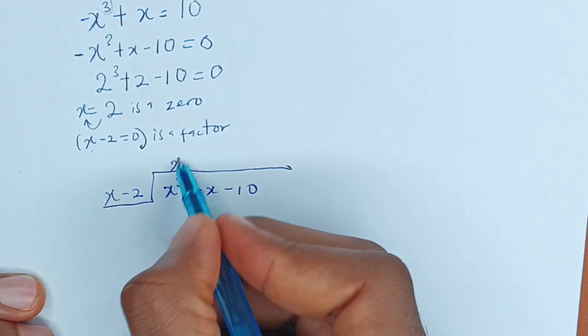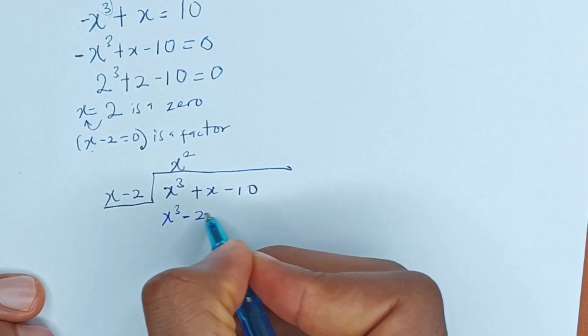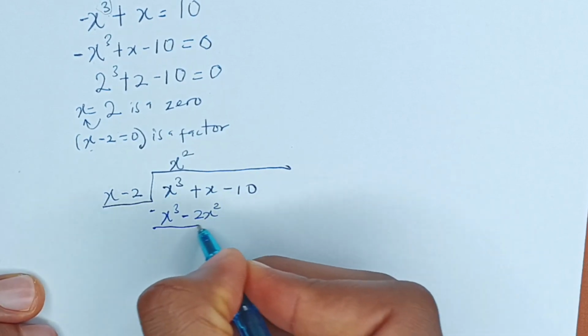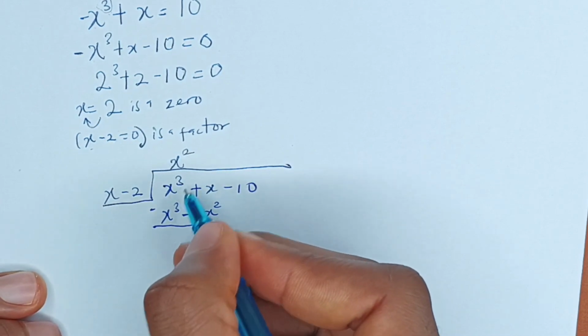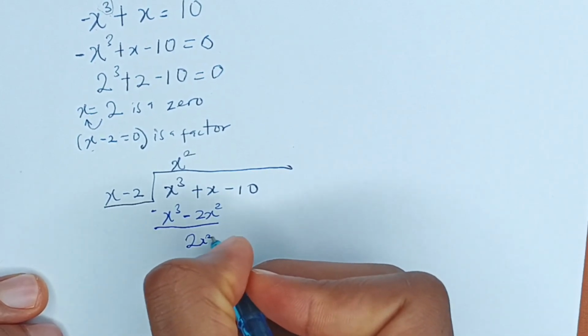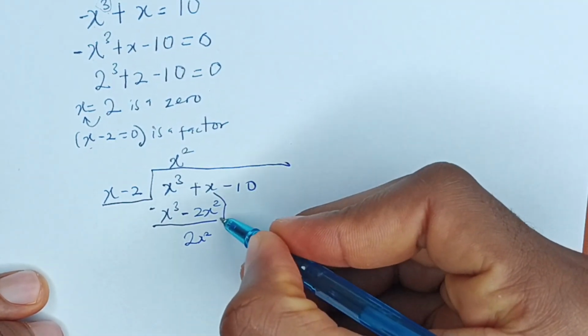x into x cubed is x squared. We have x cubed minus 2x squared. Alright, when we subtract, now remember that we don't have anything in x squared, so just imagine that we have 0x squared. Minus minus is plus, so we have 2x squared left. I remember that we have plus x here, so I will bring down plus x. Okay.